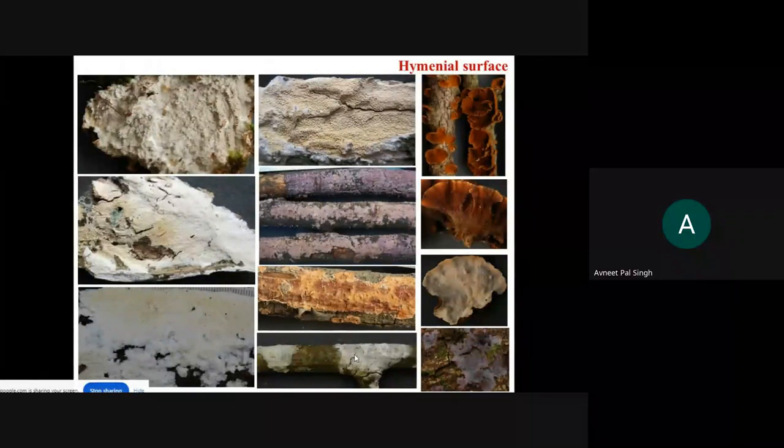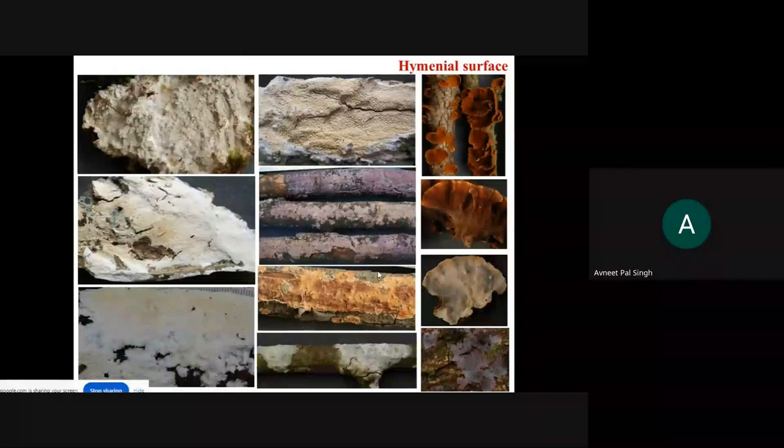So we have to look upon first, what is the kind of hymenial surface? Is it smooth? Is it tuberculate? Is it grandinioid? We use the term grandinioid, or sometimes very fine aculei, finger-like projections, are produced. So the very first character, with the help of a hand lens, is what kind of hymenial surface we can see in the specimen that we have collected. So the first feature is the kind of hymenial surface. Then the second feature, we have to look upon the range of variation in their color.